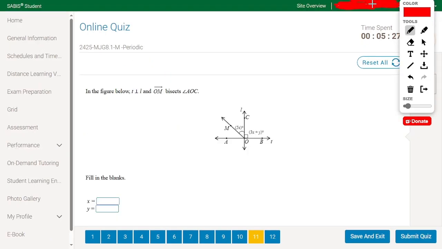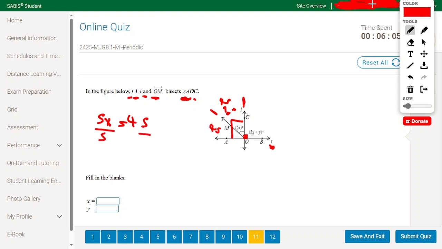In the figure below, T perpendicular to L, and OM bisects angle AOC. So here is line L perpendicular to line T, so the angle here is 90, so the angle here also is 90. And OM bisects the angle AOC, so here it will be 45, and this angle will be 45. So I have here 5x will be equal to 45.